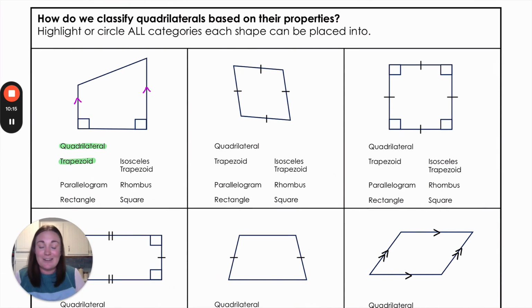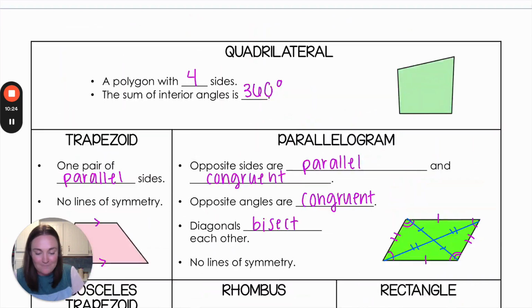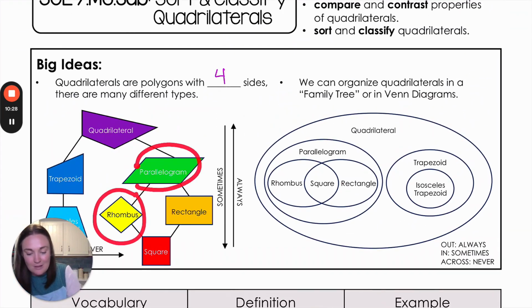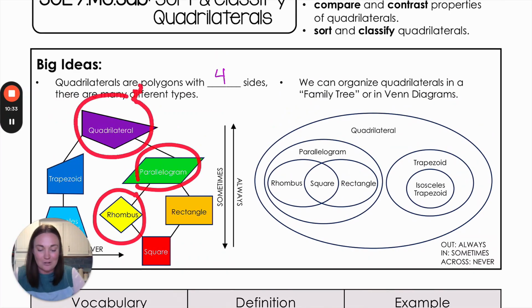All right, let's look at number 2. This time we've got those 4 equal sides. If something has 4 equal sides, we know that this is a rhombus. So let's take one more look at that family tree. A rhombus has parallelograms and quadrilaterals above it. So a rhombus is also a parallelogram and a quadrilateral.